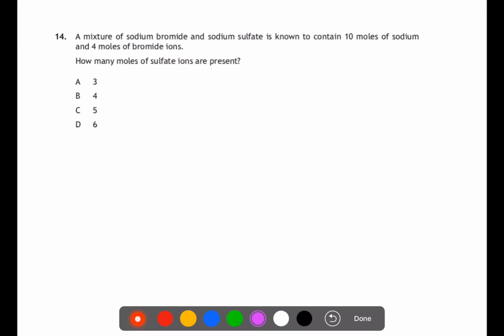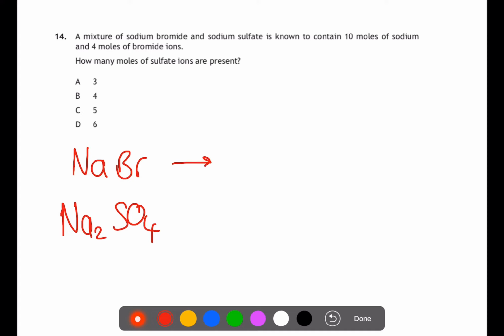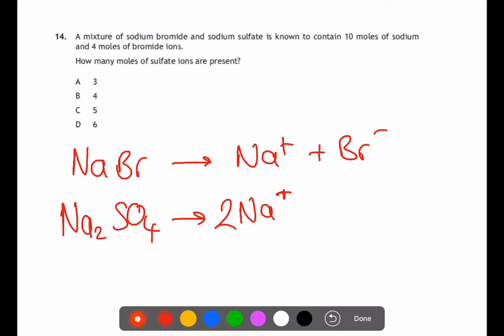Question 14. A mixture of sodium bromide and sodium sulfate is known to contain 10 moles of sodium and 4 moles of bromide ions. How many moles of sulfate ions are present? So first of all, let's start with the formulas for sodium bromide and sodium sulfate. If we have a mixture of ions, for every sodium bromide, we get 1 sodium ion and 1 bromide ion. And for every sodium sulfate, we get 2 sodium ions and 1 sulfate ion.